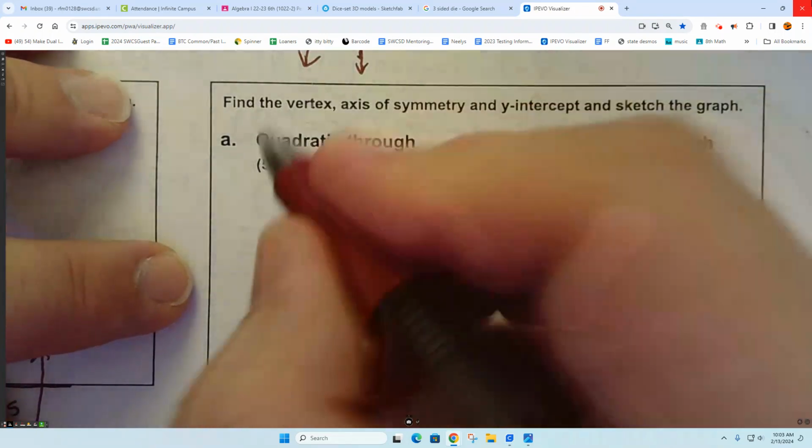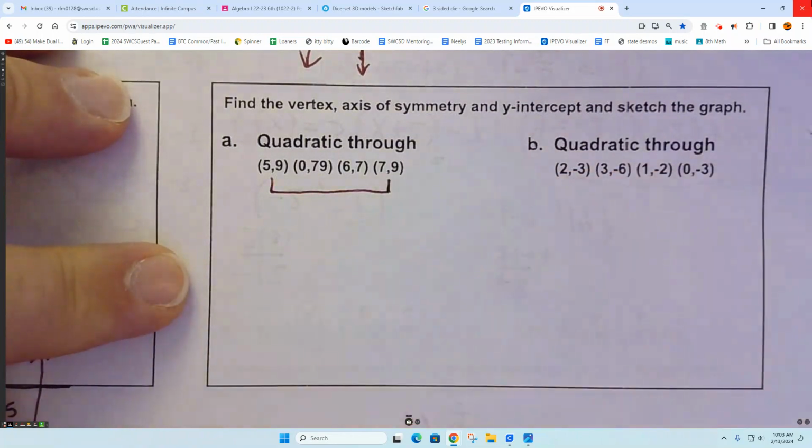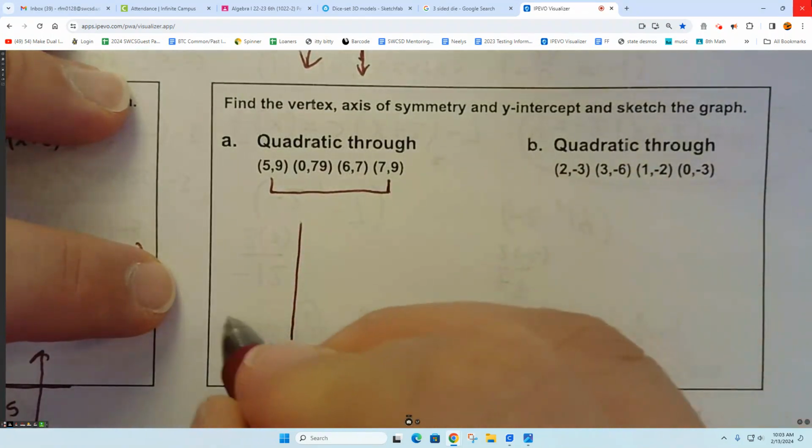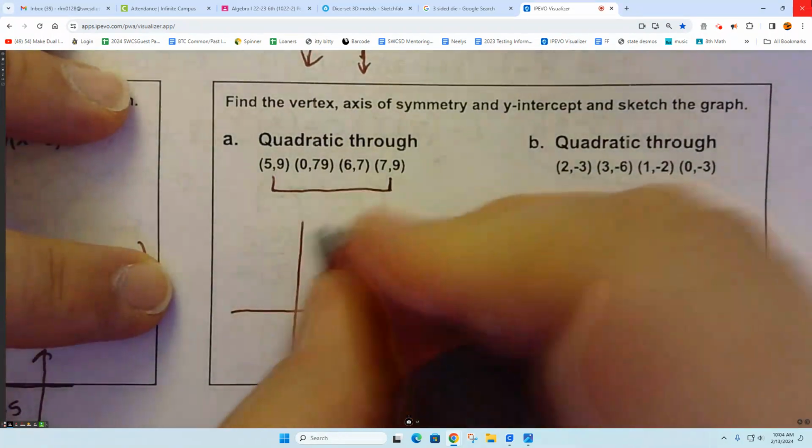I'm going to point out that this and this are very interesting to me. Why? Oh, because they're the same point, so it's going to kind of go straight for a second. Okay. They're the same point. Where would the vertex be if those are the same point? 6. Why? Because it's not 0, 7, 9. Okay. So what I'm looking for, maybe this will help it. If we just do a quick sketch.